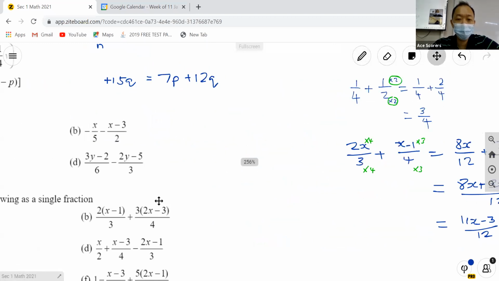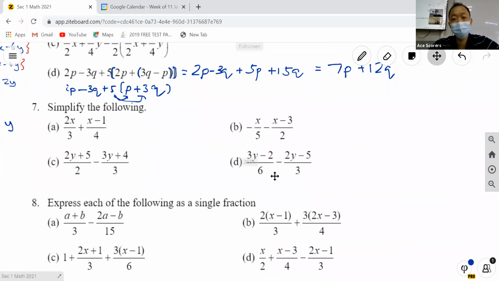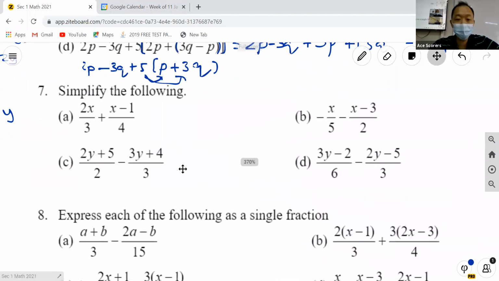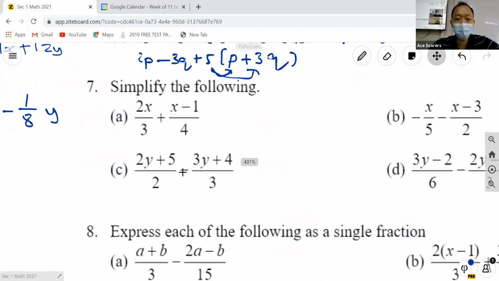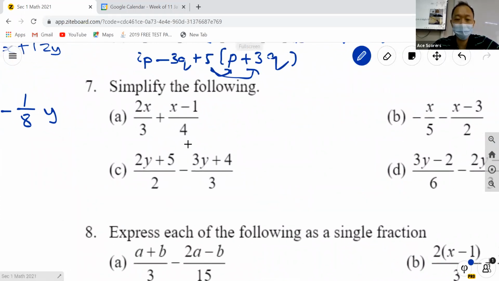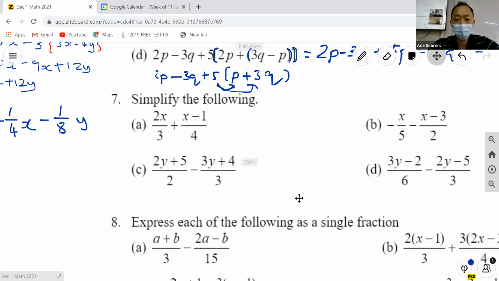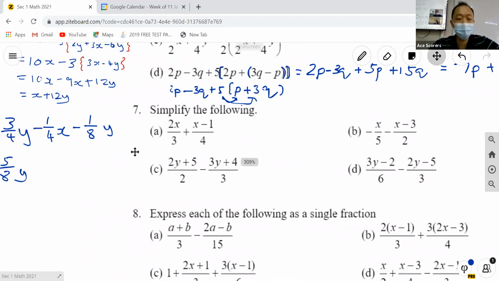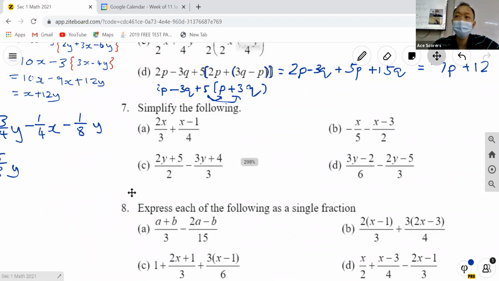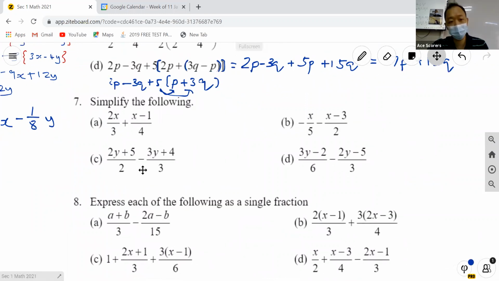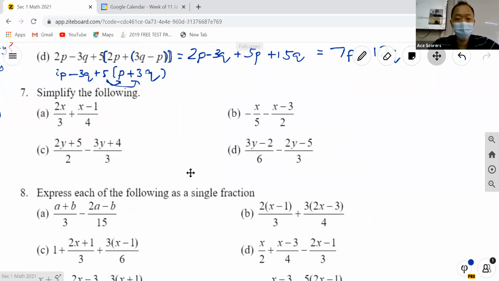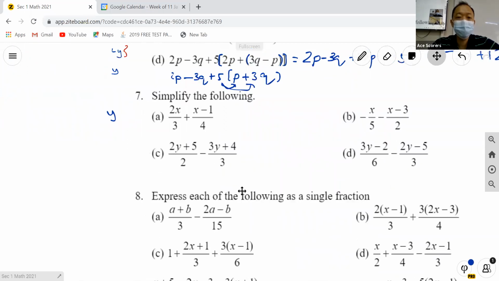Now, what if it's negative? What happens if there is a negative? Now, if there's a negative, your minus, right, got a rainbow in. I'm going to show you one example, which is C. Okay, this one, 2y plus 5 over 2 minus 3y plus 4 over 3. Let's just look at this one.